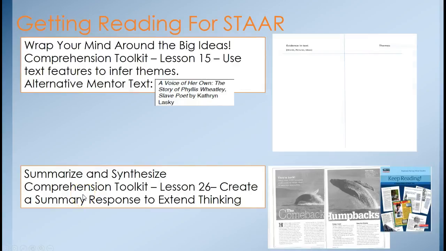Another thing in the comprehension toolkit is lesson 15. Use text features to infer themes. Wrap your mind around the big ideas is the lesson title. So the evidence in the text and what's the theme. Doing some focus lessons with this and then letting the kids go off and do this on their own. Some of the alternative mentor texts that go with this particular lesson: A Voice of Her Own, The Story of Phillis Wheatley, Slave Poet by Kathryn Lasky. It's a great one if you have that.